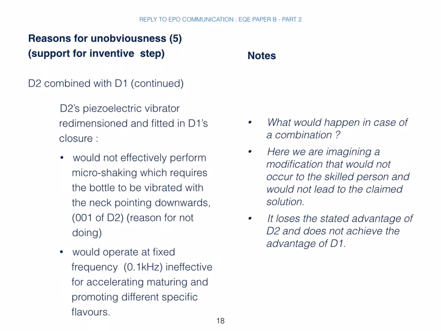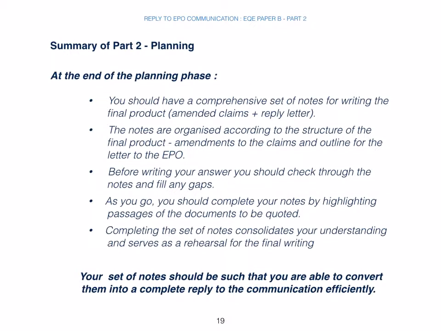Here then is a summary of the part 2 planning. At the end of the planning phase, you should have a comprehensive set of notes for writing the final product, which will be the amended claims and the reply letter. The notes will be organized according to the structure of the final product, in other words, the amendments to the claims and the outline for the letter to the EPO.